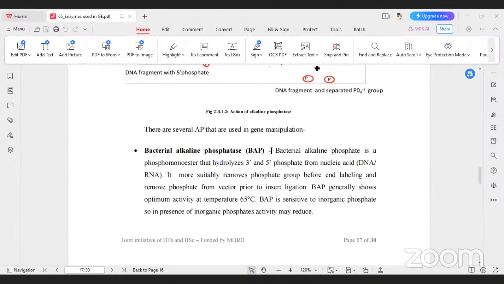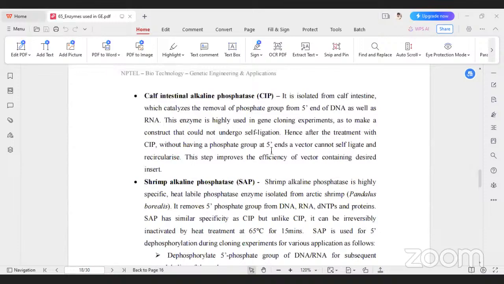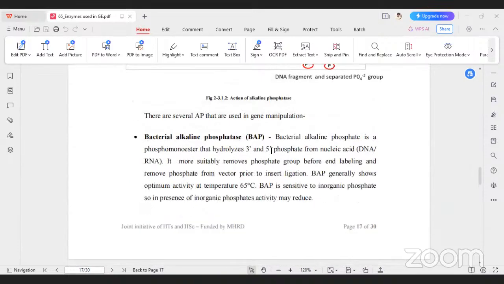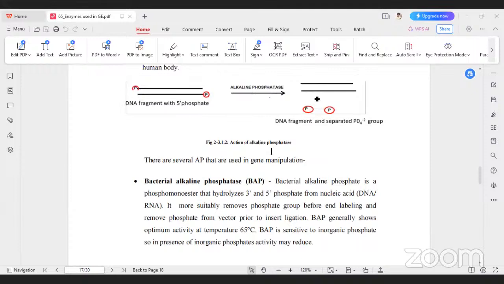Bacterial alkaline phosphatase, calf intestinal phosphatase. So let's see the other alkaline phosphatases here. So here, the kinases and phosphatases are common enzymes in modern day molecular biology laboratories. There are several sources of alkaline phosphatase. One is intestinal alkaline phosphatase, bacterial alkaline phosphatase, and shrimp alkaline phosphatase, which is CIP, we will discuss.